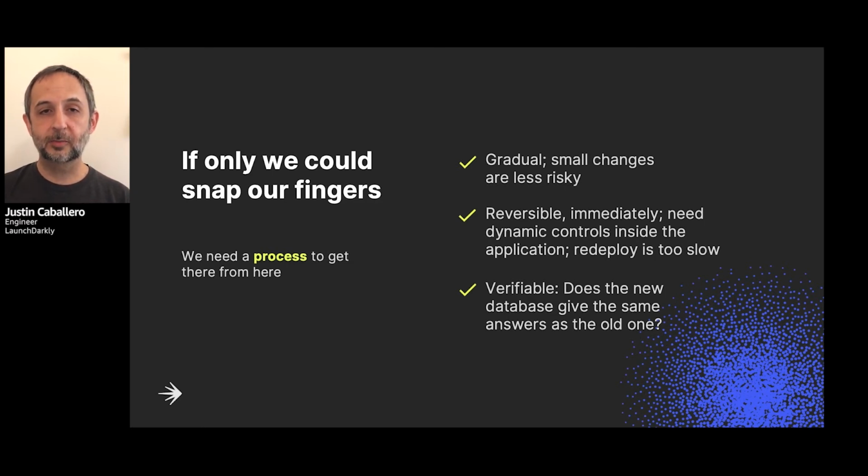That process needs to be gradual. Small changes are a lot less risky. Those changes need to be reversible. And if we do need to reverse a change, we need to be able to do so immediately. And this is where feature flagging really comes into play. It gives us the dynamic control that's internal to our application. We can't rely on a redeploy to make these kind of changes. It just takes too long.